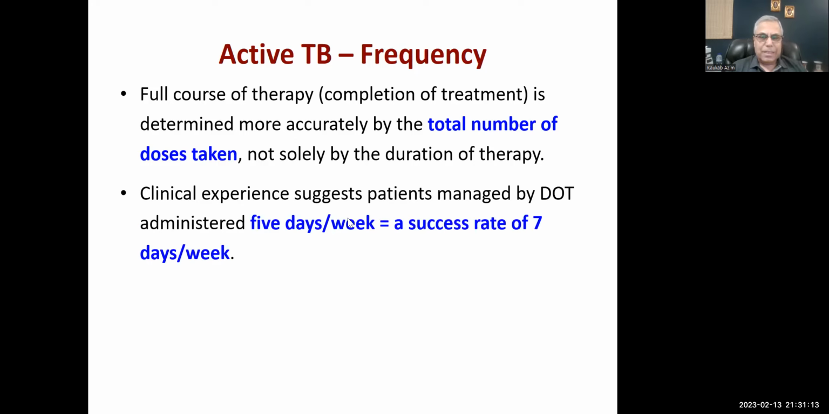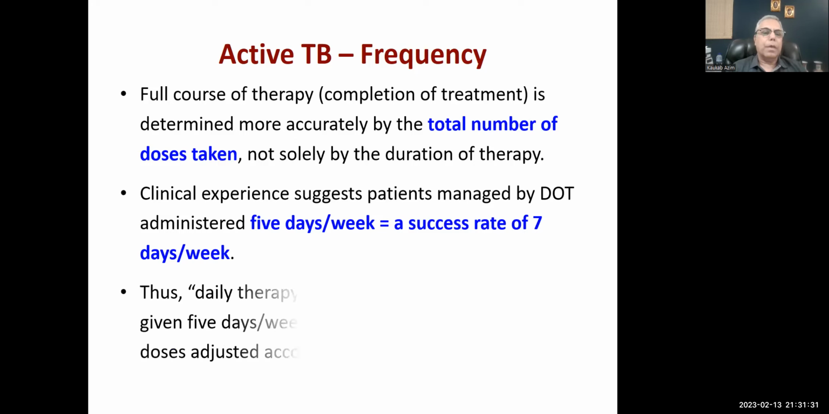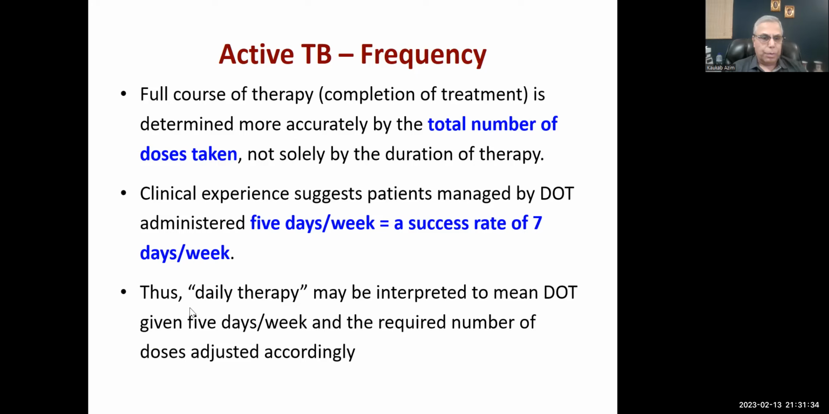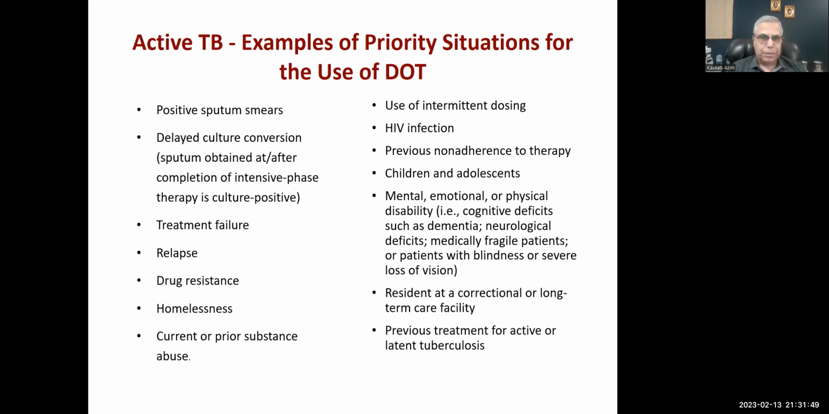Clinical experience suggests patients managed by directly observed therapy administered 5 days per week is equally good in success rate as 7 days, right? So 5 days per week is as good as 7 days per week. Okay, so another important point that you may want to remember: daily therapy may be interpreted to mean directly observed therapy given 5 days, because 5 days is as good as 7 days. So you can do directly observed therapy for 5 days as well. In which patients? In these patients. All right.